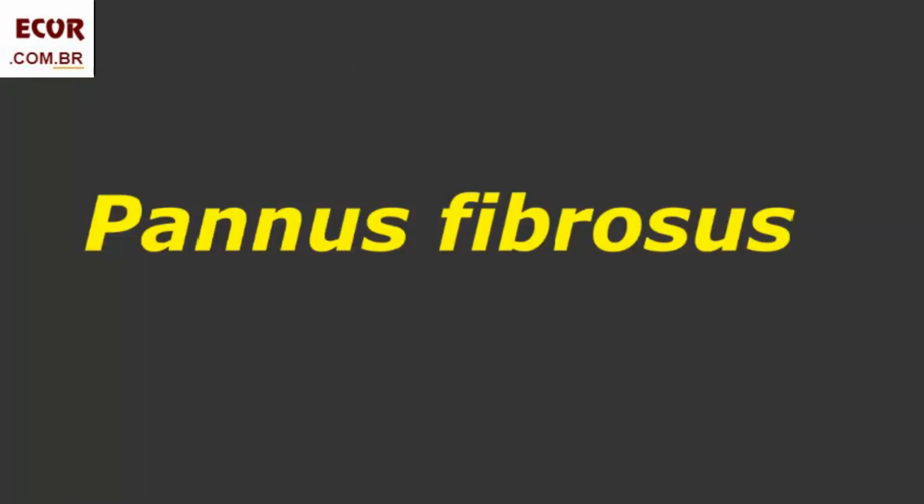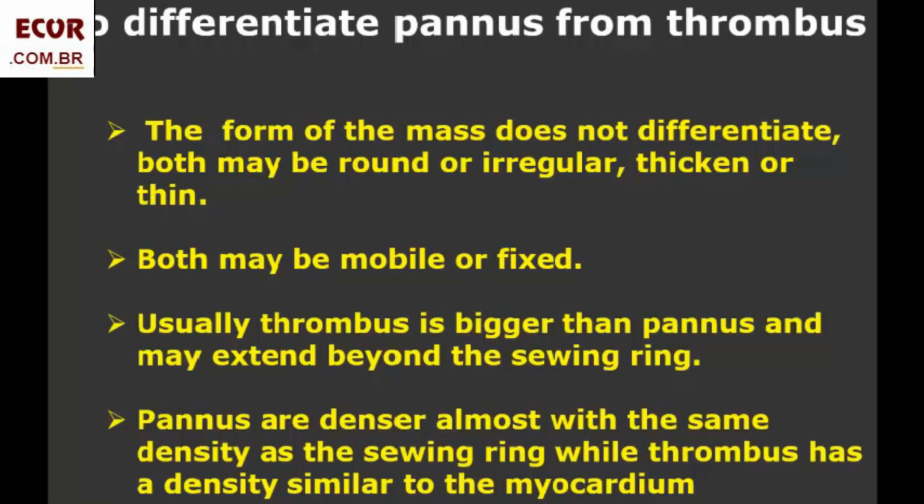Pannus fibrosis is a tissue overgrowth in response to healing and generally involves the sewing ring and initial part of the leaflet or discs, causing regurgitation or stenosis. To differentiate it from thrombus may be occasionally difficult. The form of the mass does not differentiate.